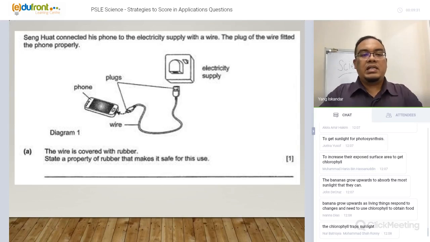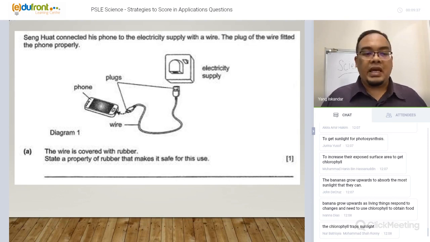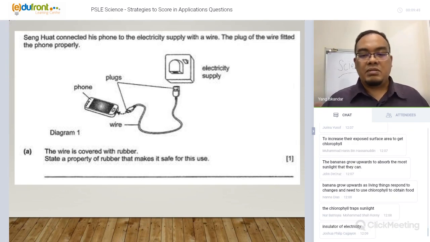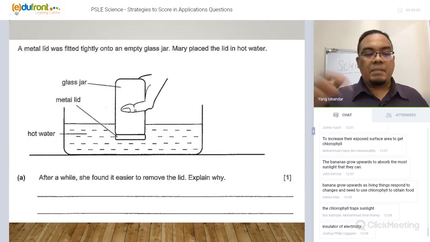Seng Huat connected his phone to the electrical supply with a wire. The plug of the wire fitted the phone properly. Part A, they ask, the wire is covered with rubber. State the property of rubber that makes it safe for its use. This one is quite simple, right? We know that the property of rubber is that it is an insulator of electricity. Let's take a look at part B.